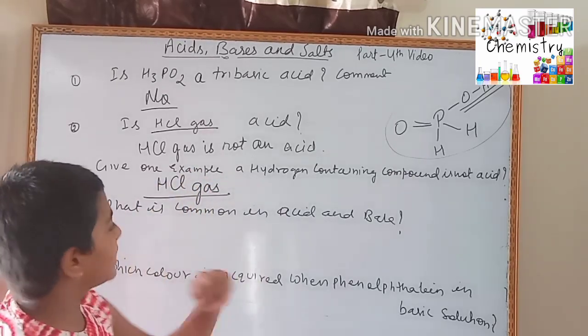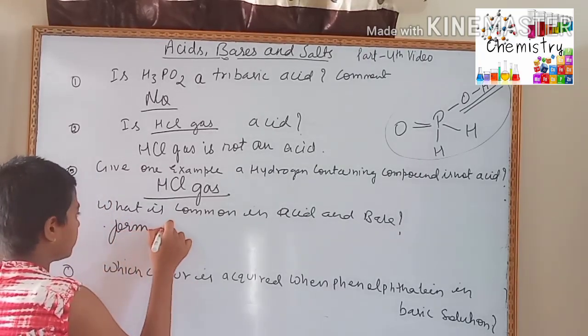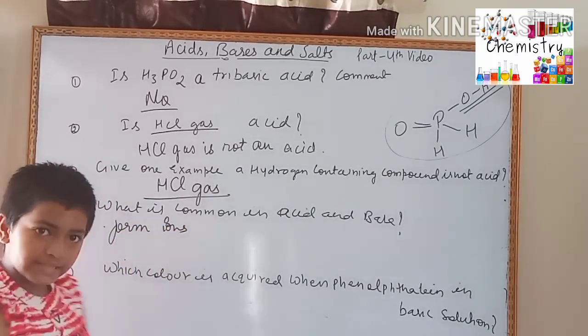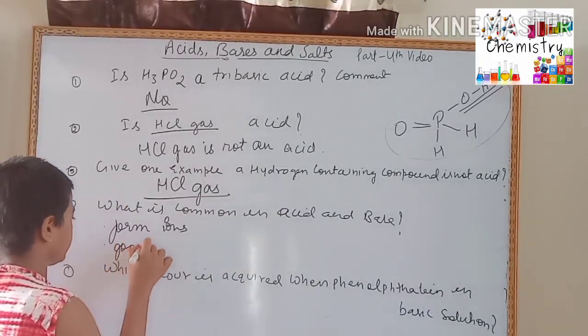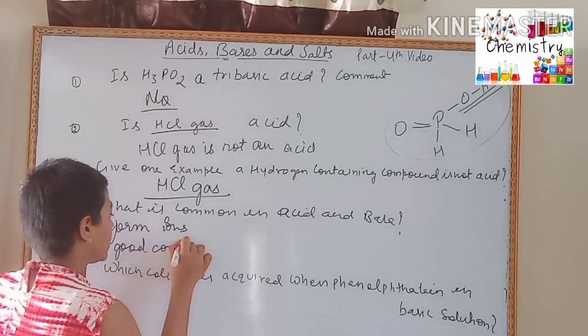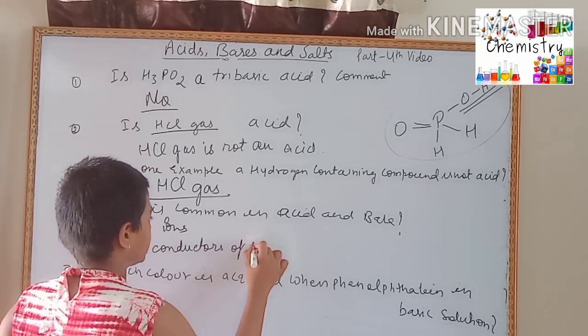What is common in acid and base? First of all, they all form ions. They release ions, H ion, OH ion. Next: are they good conductors of what? Electricity. Both are good conductors of electricity.